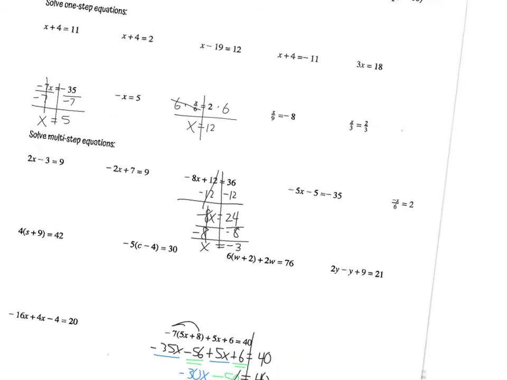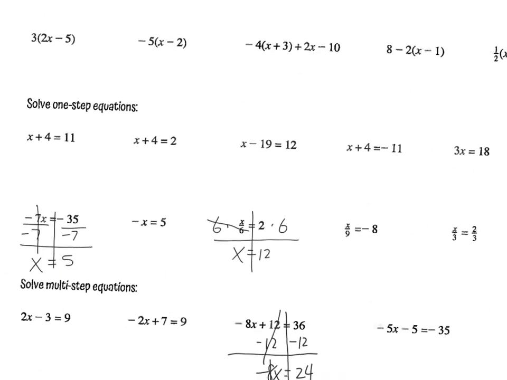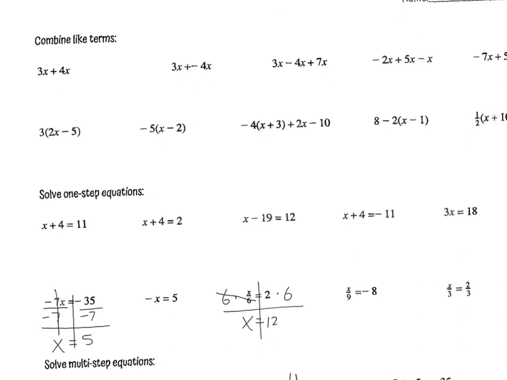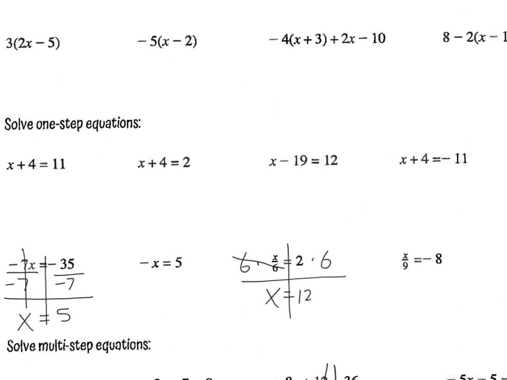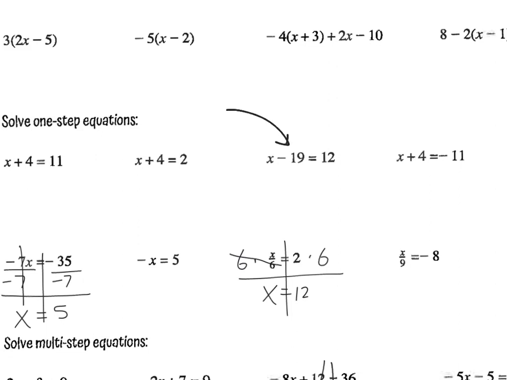I meant to do one up here as well. I'll do one of these real quick just so you can see it. For this one, right here, if you were trying to solve for x, you'd have to just add 19 to both sides, right? Opposite of subtraction is addition. X equals 31, okay? You can always plug the x back in too to see if it creates a true statement. Is 31 minus 19 equal 12? You better believe it, right?